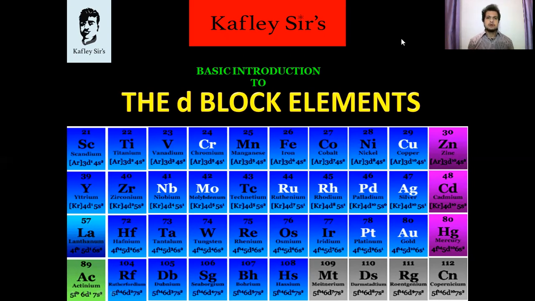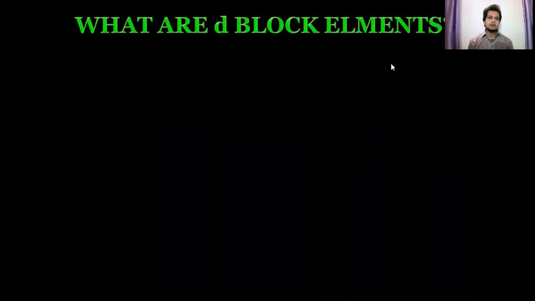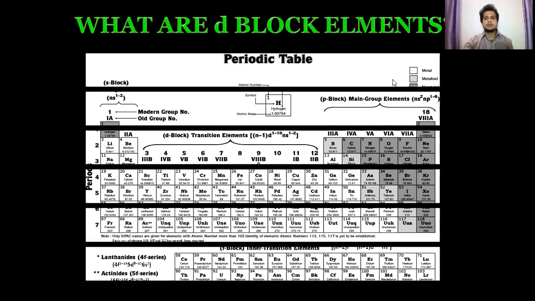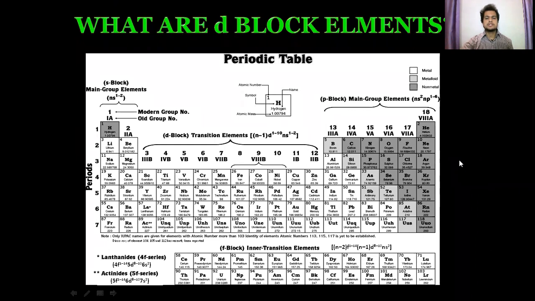So let us go into the first and important part of this video: what are d block elements? How can we understand which elements are called d block elements? To understand that, let us analyze our periodic table. If you see the periodic table, the middle block, which is situated in between the s and p block elements, is nothing but the d block elements.